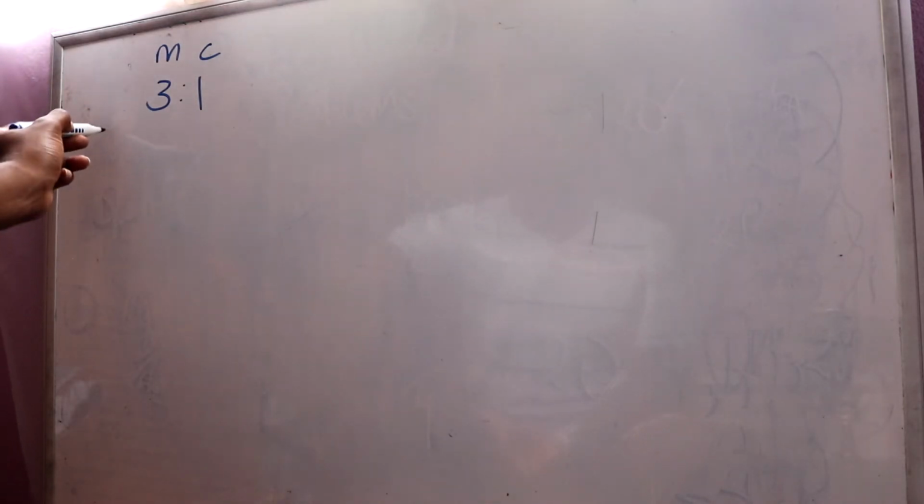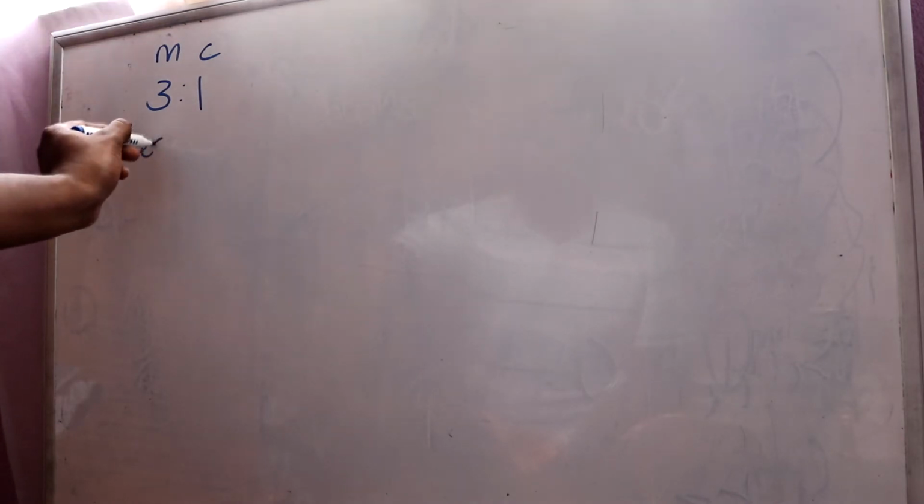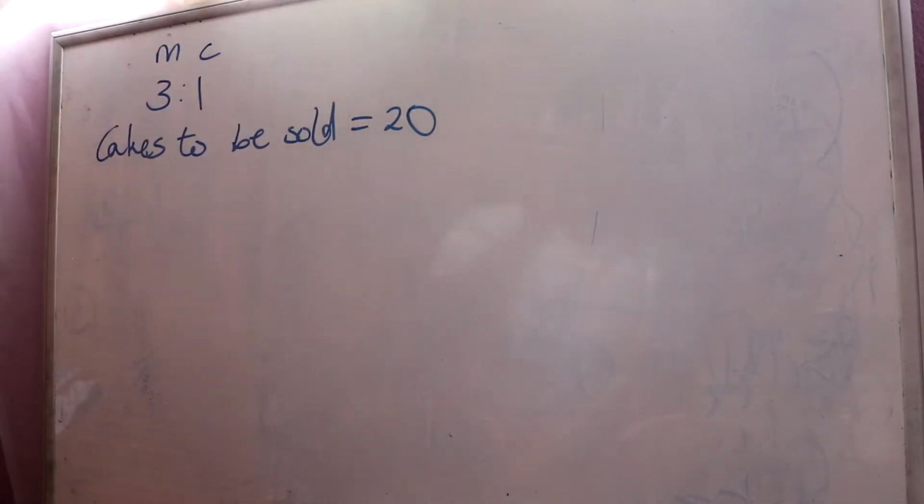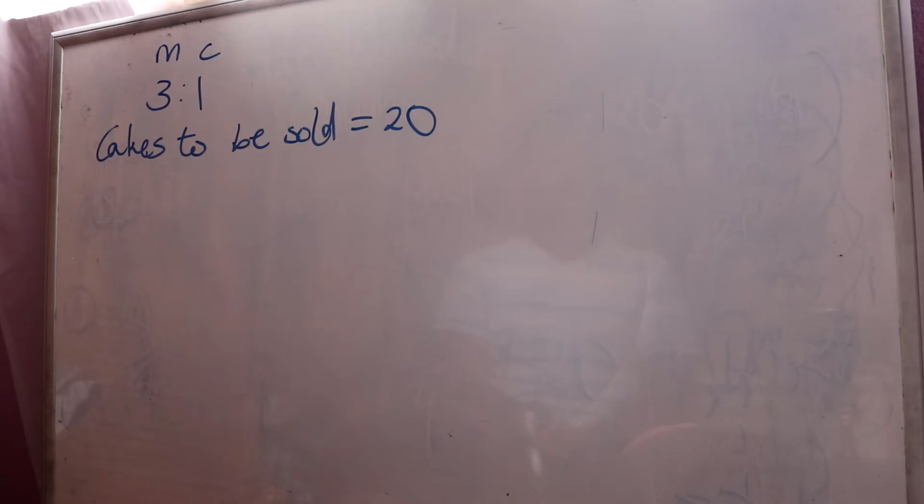Then the question says that there were 20 cakes in total, so cakes to be sold: 20. And they want us to find out how many of these 20 cakes are actually muffins. Based on just looking at the numbers, because for every 3 muffins there was 1 cupcake, there were more muffins than cupcakes on the table.